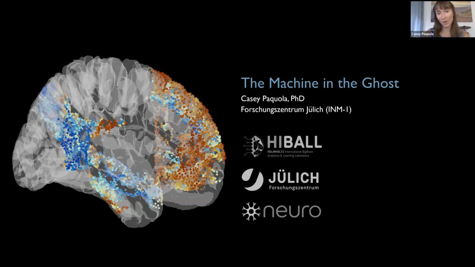So I would like to talk about the machine and the ghost. Here we're talking about the ghost: the default mode network, that really mysterious functional network that gets a lot of press in functional imaging. And we're trying to understand what powers this based on cytoarchitecture.